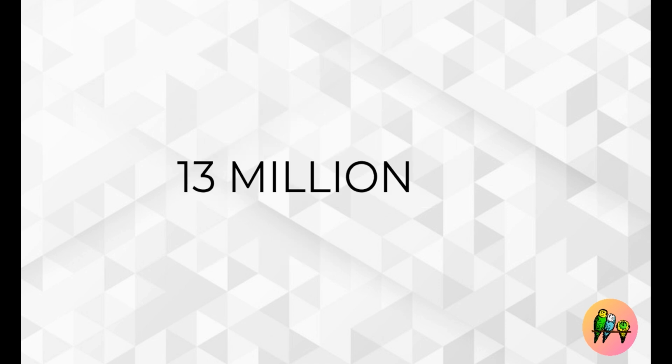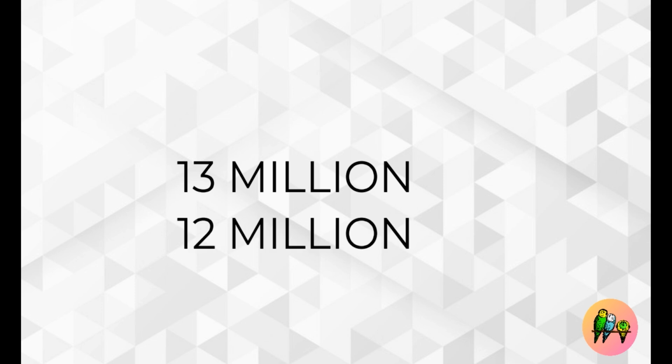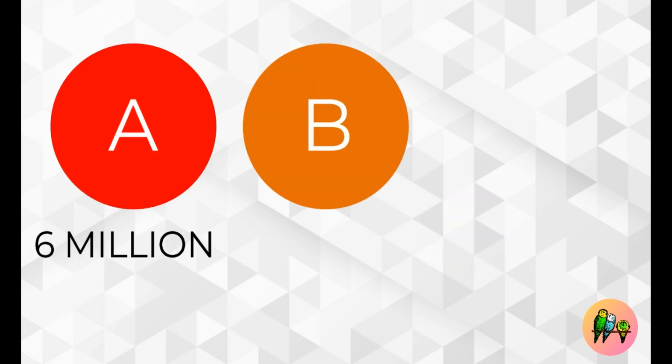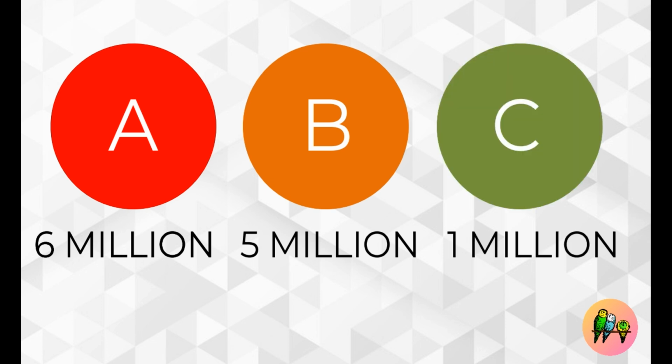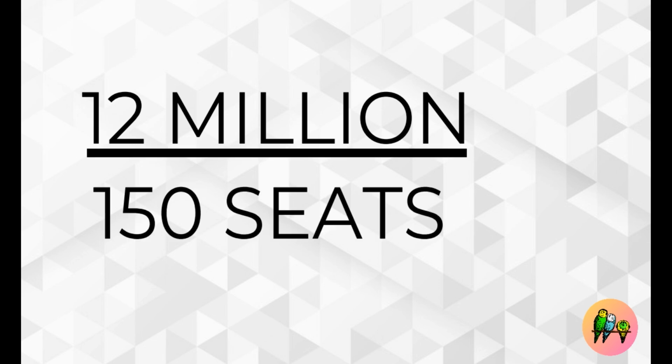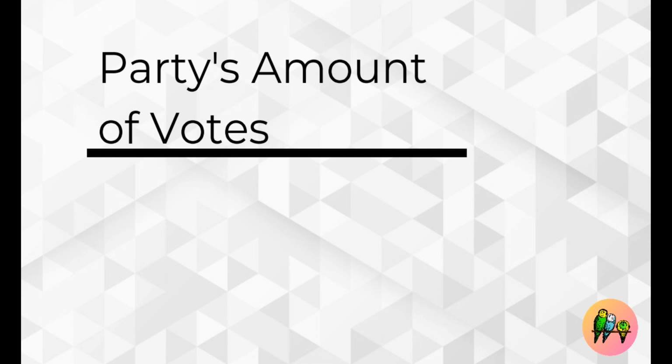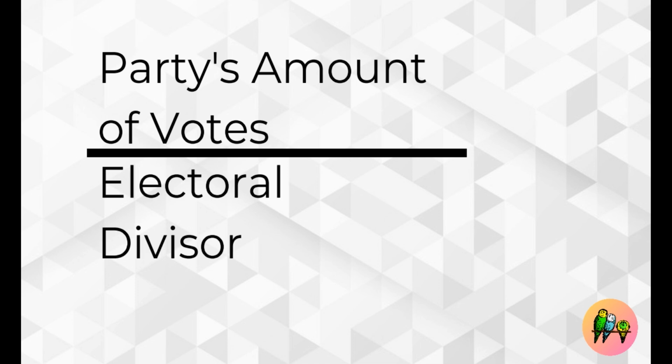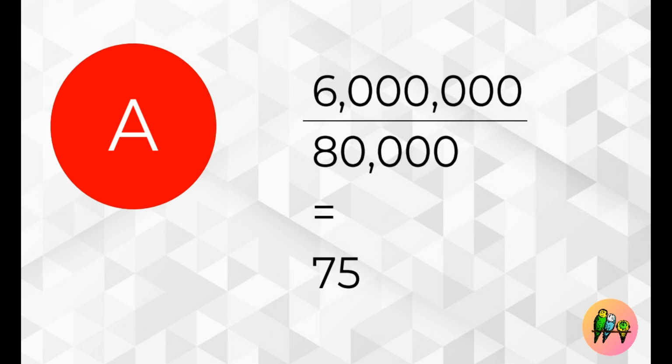There are about 13 million eligible voters in the Netherlands. To make it mathematically very easy, only 12 million people vote in the election. So Party A receives 6 million votes, Party B 5 million, and Party C 1 million. Now, since the total amount of votes is 12 million, one divides that number through the 150 seats. This gives you 80,000, the electoral divisor. One now simply divides the party's amount of votes through the electoral divisor. So, Party A receives 75 seats, Party B receives 62 seats, and Party C receives 12 seats.